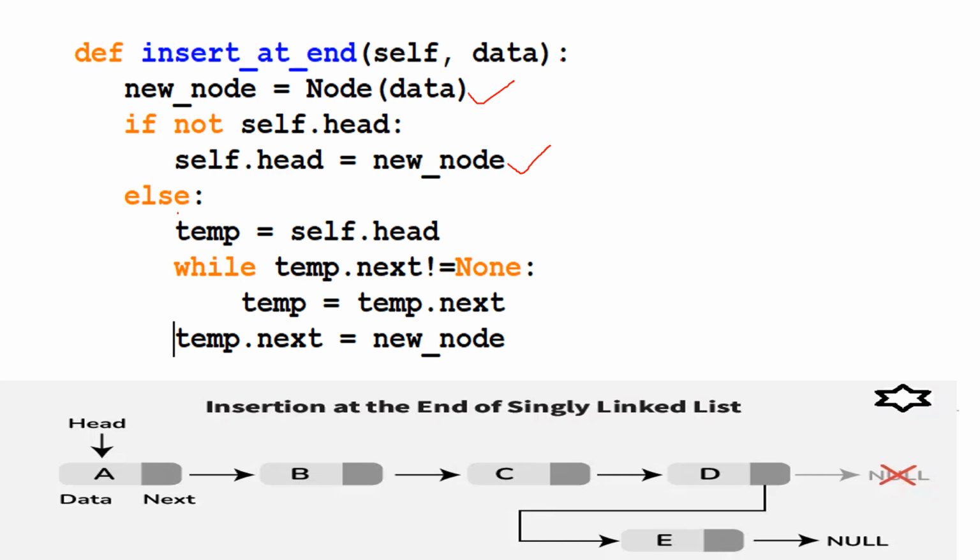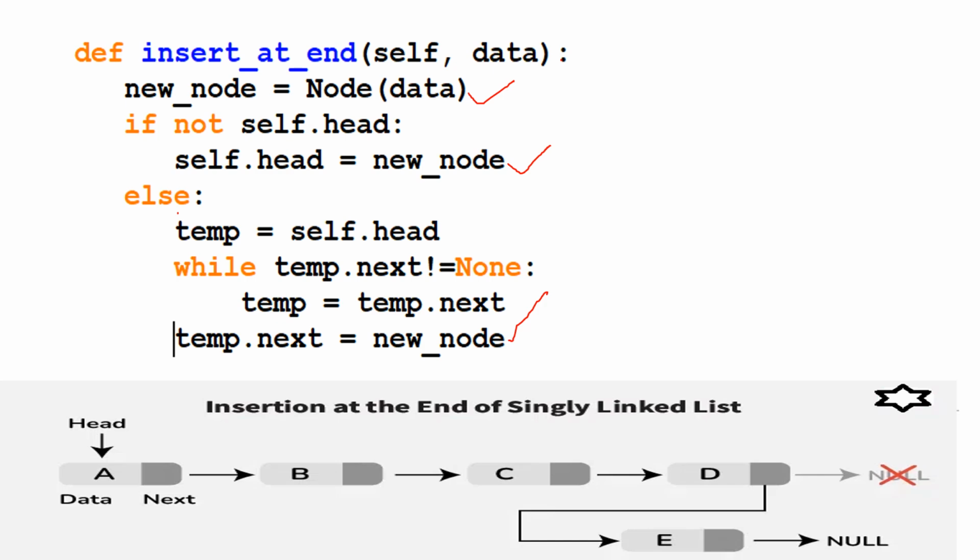So how do you identify where the null is? Take a temporary variable and move to the null one by one by incrementing. Then temp is D. Now temp next is the new node. So now you can see the last statement: temp next will be the new node, and now new node next will be null, obviously, because it is the last node. It is a simple way to connect these two links.